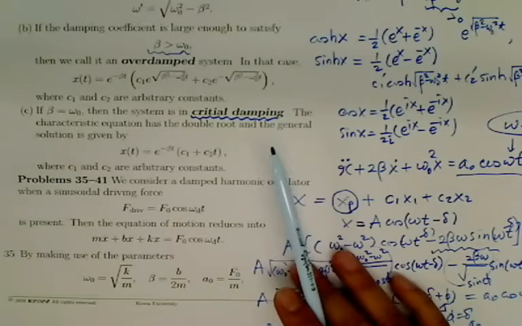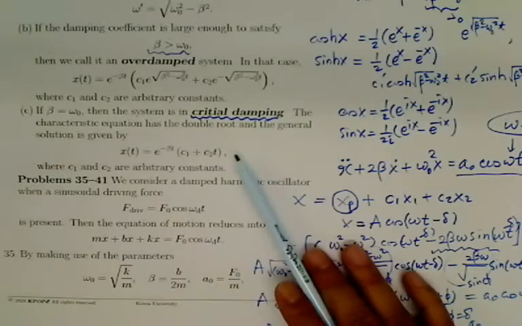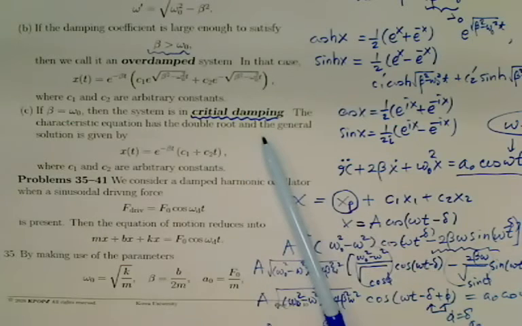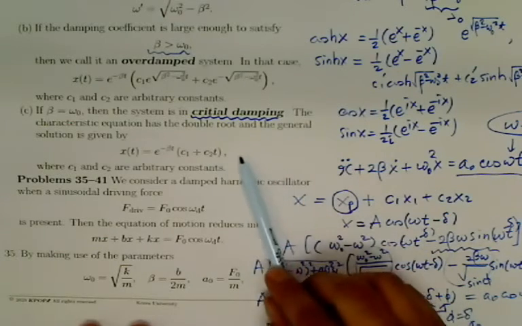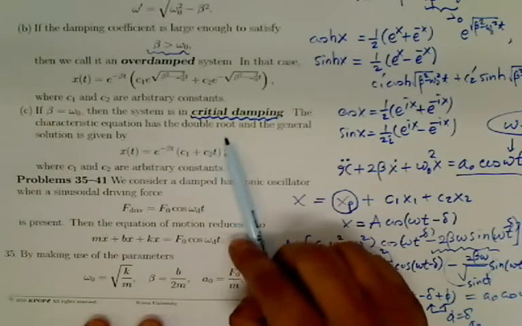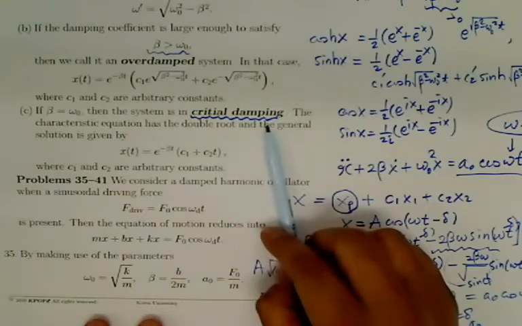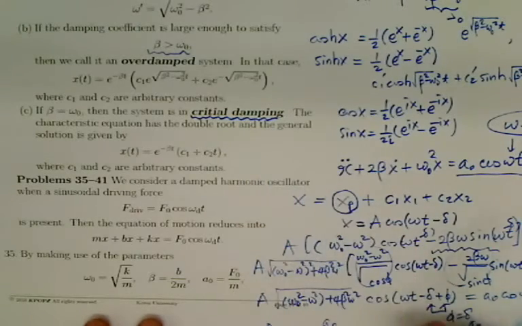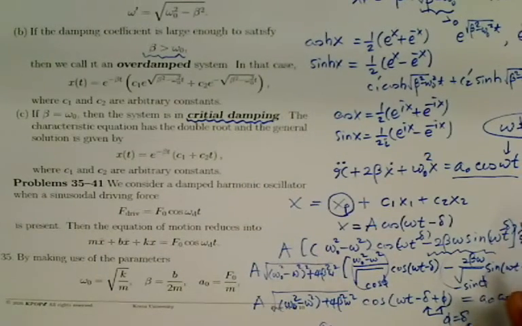Case C, if beta equals omega 0, that is mathematically the double root case, we have already written the solution, and the physical name is critical damping. Critical damping. Okay, next we consider the driven damped harmonic oscillator.